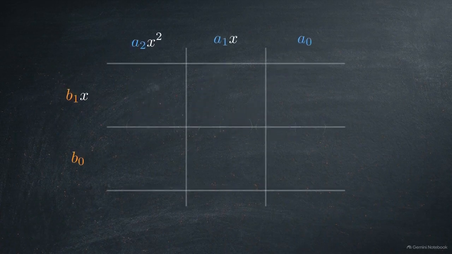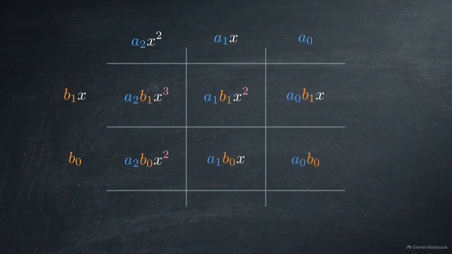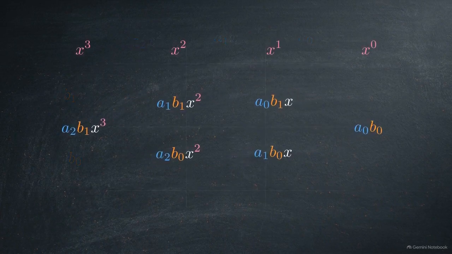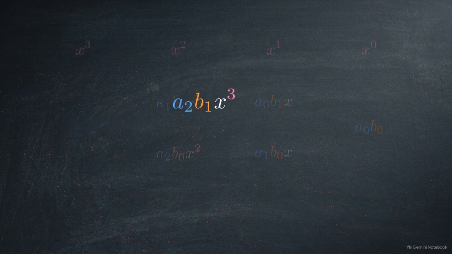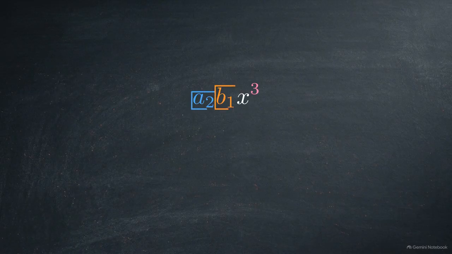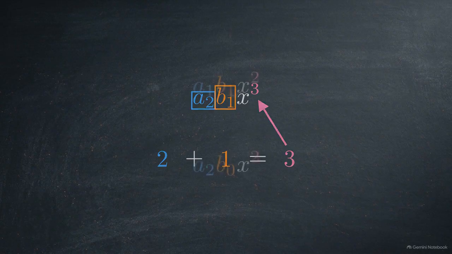We can hunt for the underlying pattern by looking at a quadratic polynomial multiplied by a linear polynomial. Executing a standard term-by-term multiplication fills our grid with every possible combination. If we reorganize these terms by their exponents, we can see how they were constructed. Isolate the x cubed term on the screen. This term was generated by multiplying the coefficients a2 and b1. Look at the subscript indices of those coefficients. 2 plus 1 equals 3, matching the exponent of the term.